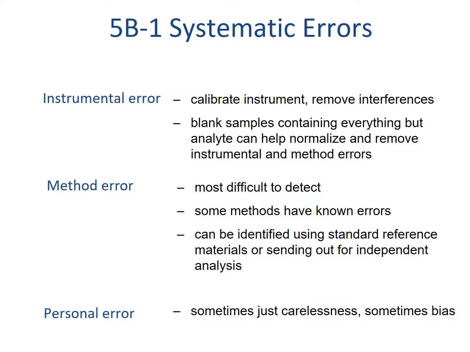Instrumental error. One of the best ways to deal with that is to just make sure that we calibrate the instrument or remove whatever interferences might be affecting our sample. We can also take blank samples. That's a sample that has everything but the analyte that we want to measure, and we can normalize the instrument with this. That's why oftentimes when we do UV vis measurements, we'll first take a blank measurement, and then we'll take our actual measurement. That allows us to zero out all the other types of interferences we might have seen with that instrument.